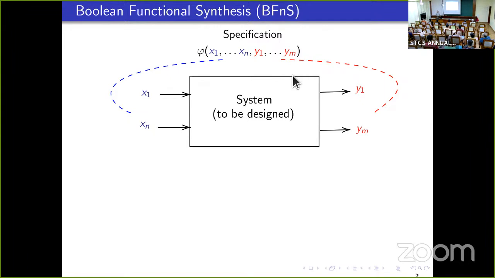But as we will see in a slide or two, sometimes the specification is not given in this form where the output is given as a function of the inputs. Sometimes it's much easier to write the specification as a relation between inputs and outputs without saying how the output should be defined as functions of the inputs. So I'm going to write this as a formula between inputs and outputs, where this formula could specify a relation, and there could be multiple functions of the inputs that satisfy it.